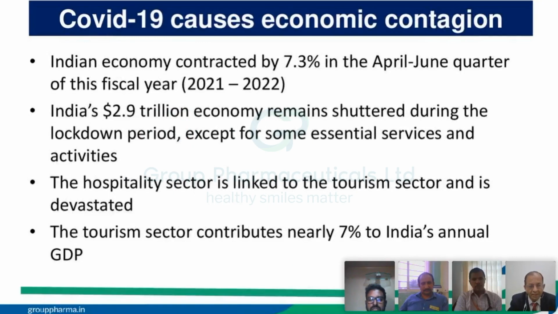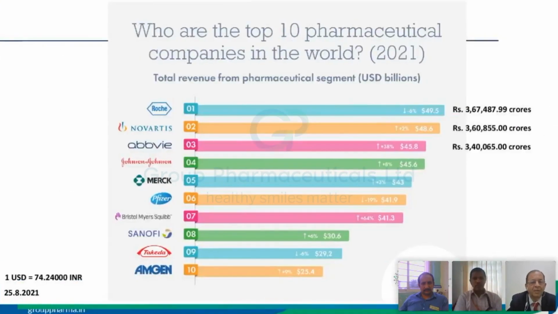COVID-19 has its economic impact. The Indian economy has contracted, forget about growth, 7.3% in April, May, June this year. Further, the 2.9 trillion US dollar economy which we have is stagnant. Tourism and the various hospitality sectors, which all depend on movement of people, are totally affected.